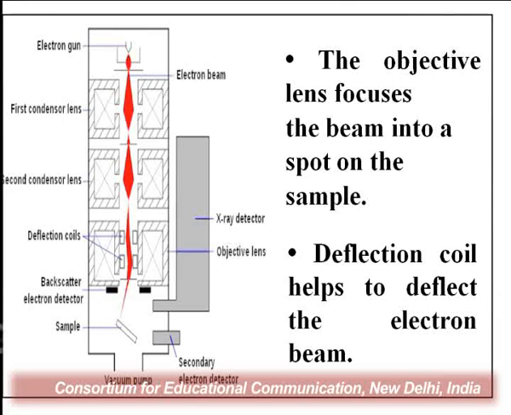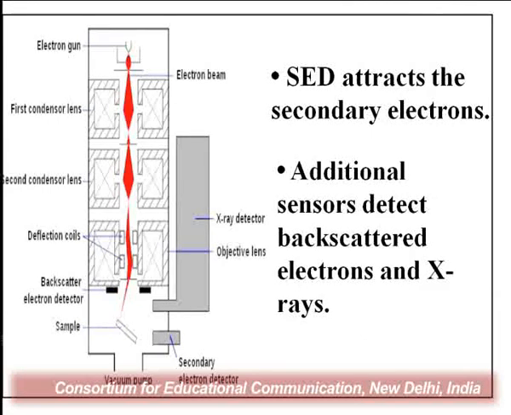We see at the bottom there is a deflector that will deflect the electron beam, and this beam falls upon a sample, and from the sample the secondary electrons are attracted and detected, and then additional sensors are used to detect the backscattered electrons and X-rays. So this is the method of how the SEM works.